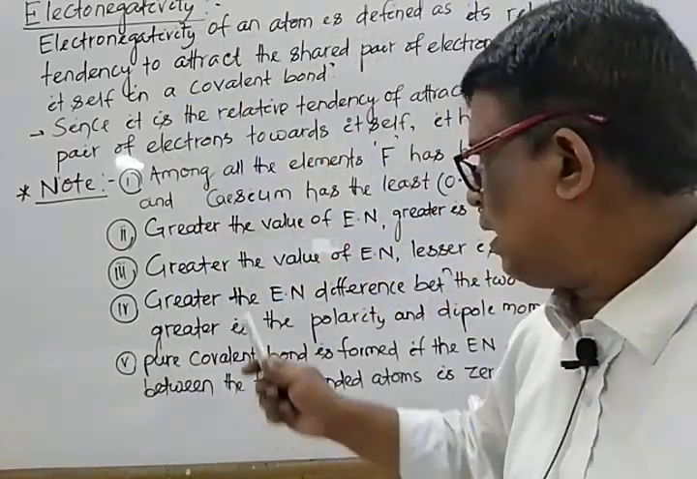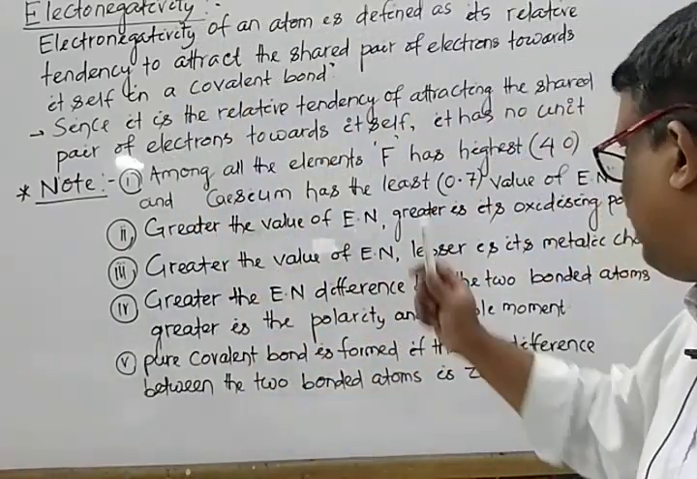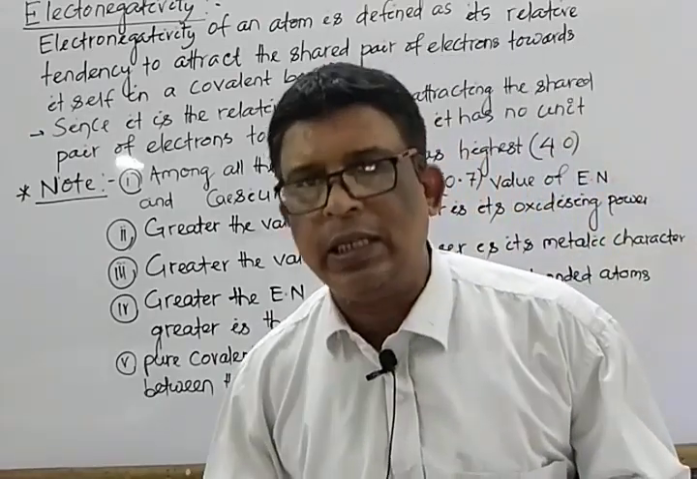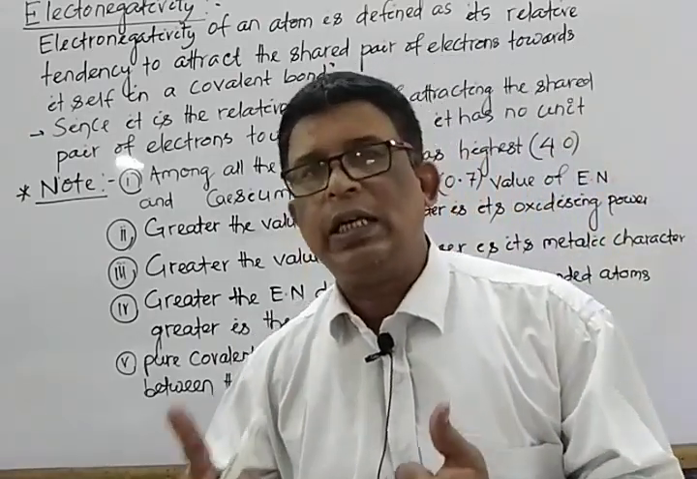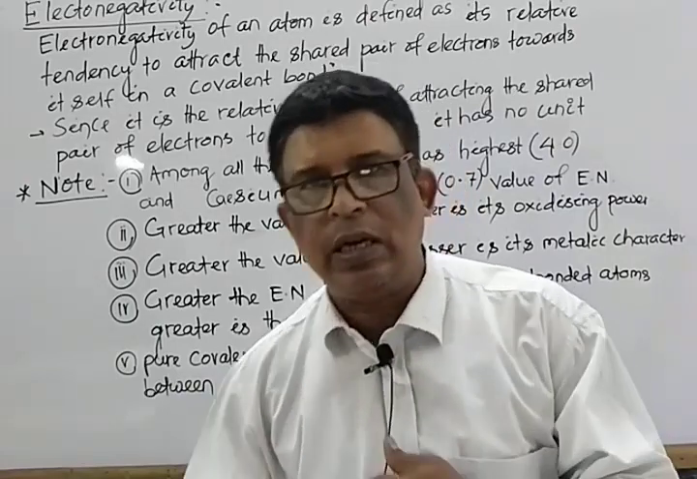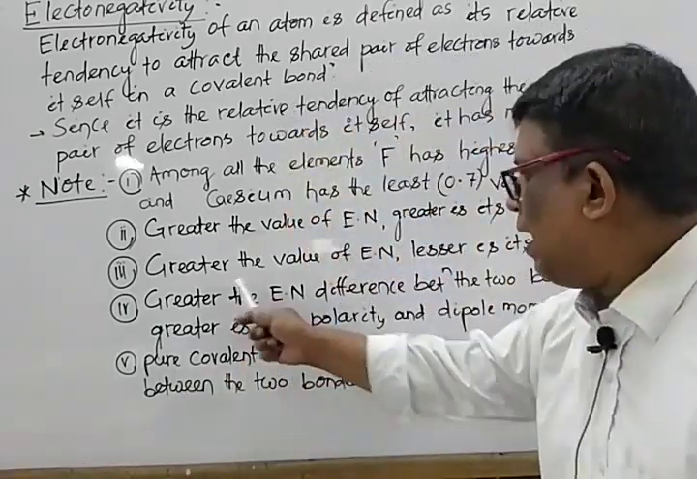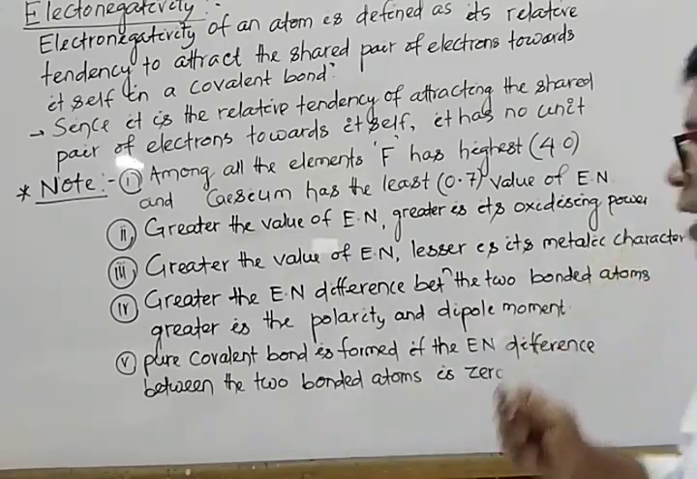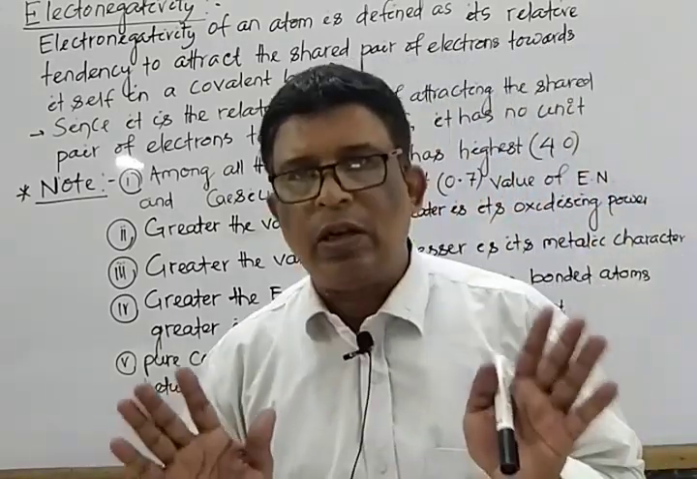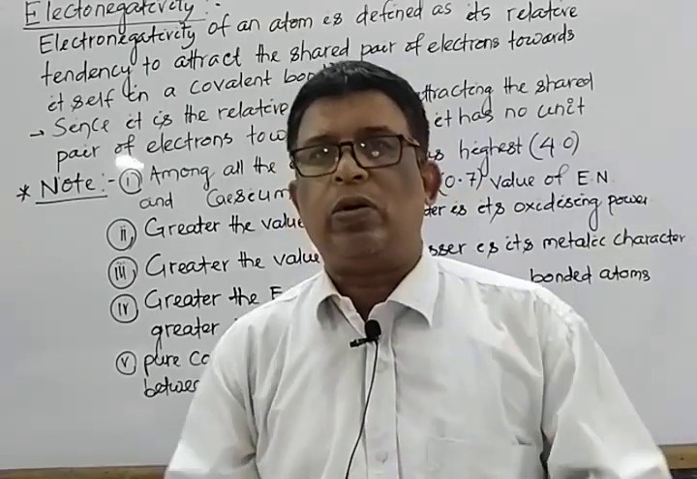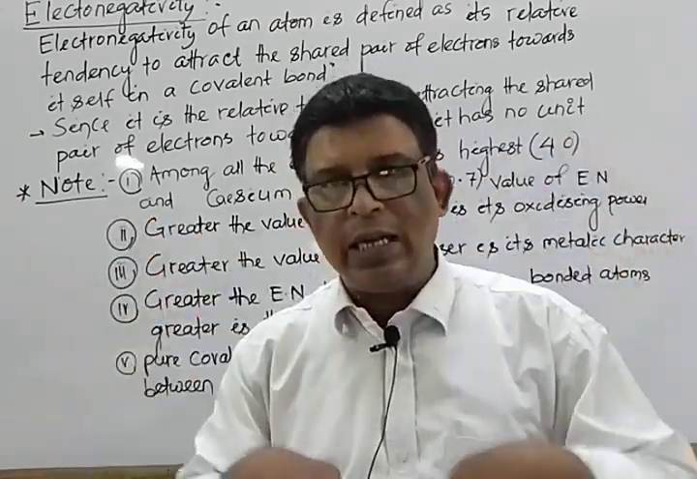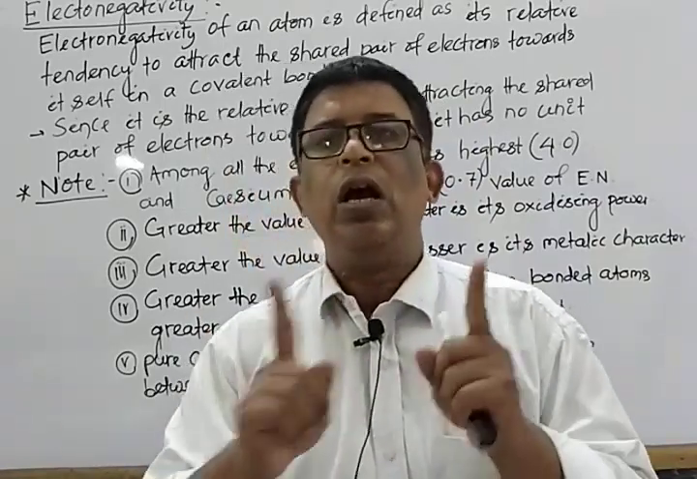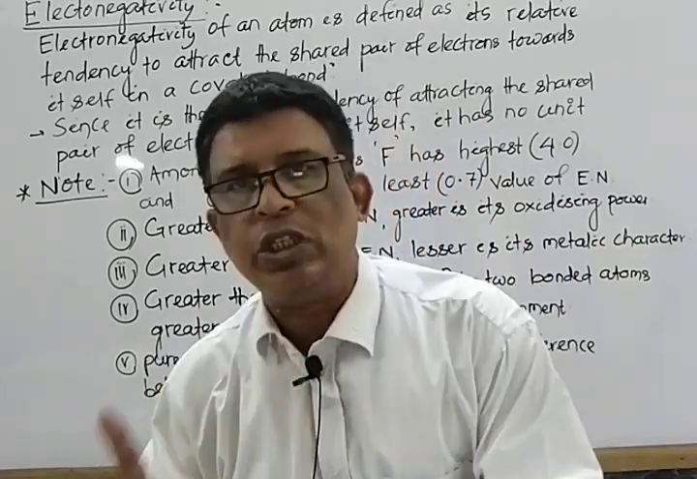Next point is, mark that the higher the value of electronegativity, the greater is the relative tendency of oxidizing nature. What is oxidizing nature, reducing nature? We will discuss in the next class. Mark that the higher the value of electronegativity, the lesser is the metallic character. Metallic character is the tendency to lose electrons. Since they have a higher tendency to gain electrons, lower is the metallic character, lower is the electropositive character.